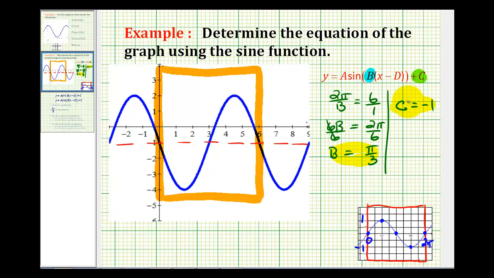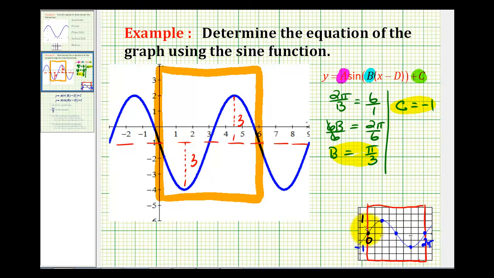Now let's talk about the amplitude. The amplitude is affected by the value of a. And the amplitude is the distance from the midline to a maximum or the distance from the midline to a minimum. So notice that from -1 to +2, that would be 3 units, that distance here, as well as the distance from the midline to the minimum. So our amplitude is equal to +3.